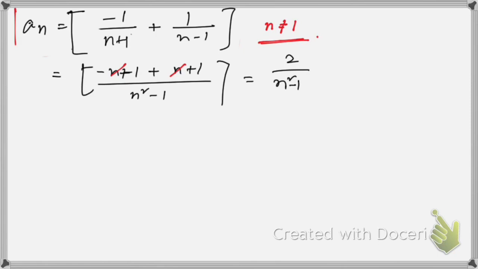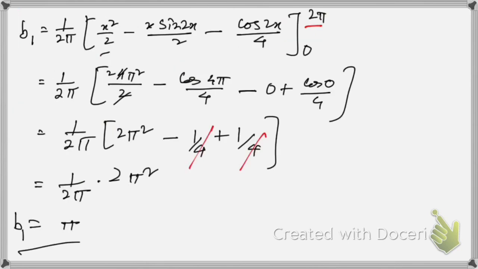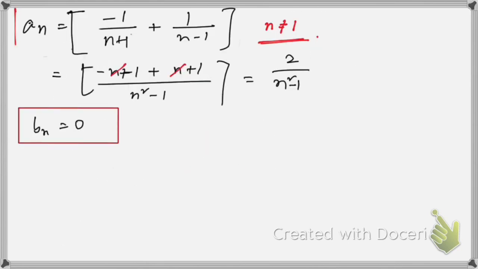Now what was the value of bn? We have got bn is equal to 0. And what was the value of b1? We had got, so this is b1, that is pi. So b1 is equal to pi.